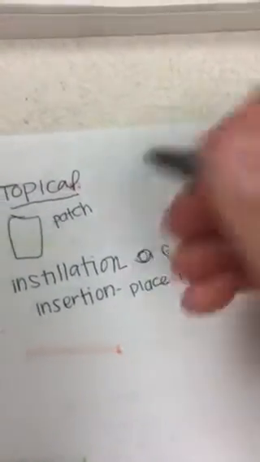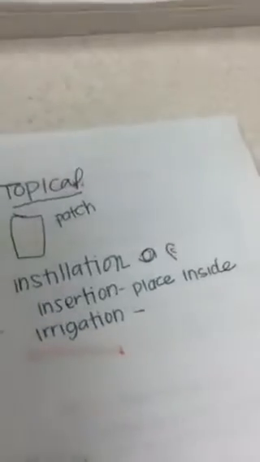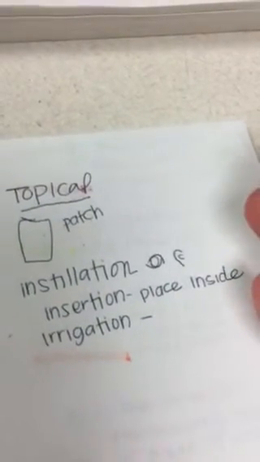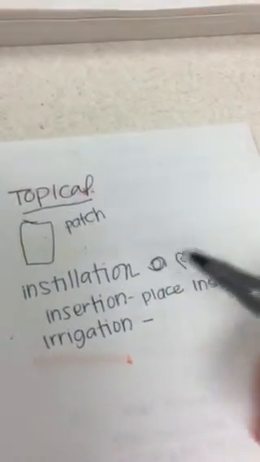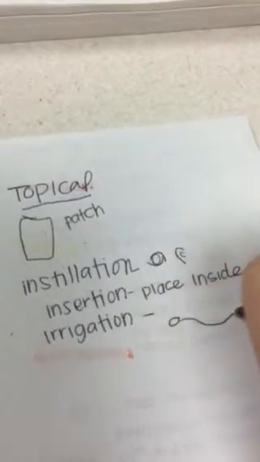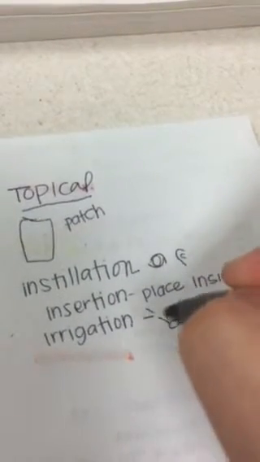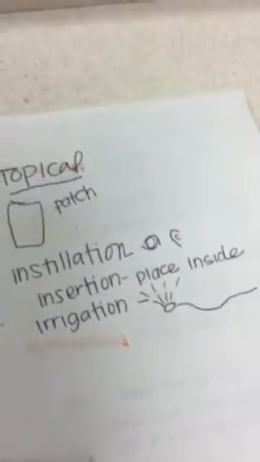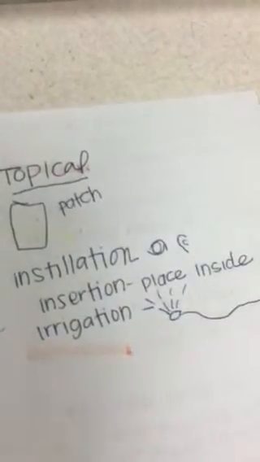And then you have irrigation. What do you think about when you think about irrigation? I think about sprinklers. It's my long hose and my sprinkler. That's the one that you can rinse into the ears and into the eyes.